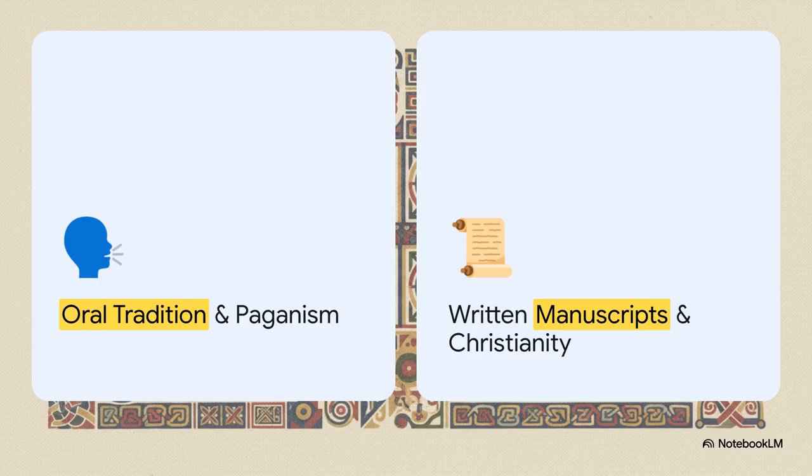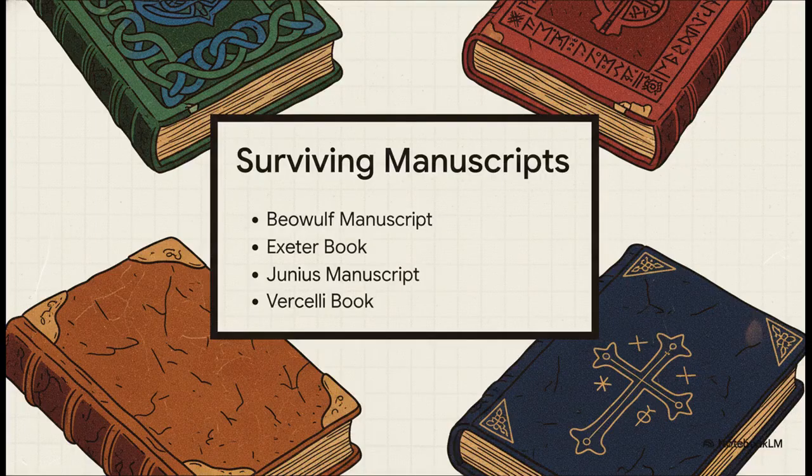Old English literature. And because of that major shift to written text, there are 4 surviving manuscripts you absolutely must memorize for exam day. The Beowulf manuscript, the Exeter Book, the Junius manuscript, and the Vercelli Book. Seriously, think about that for a second. Almost the entirety of our knowledge of Old English literature literally hangs by the thread of just these 4 specific texts. Without them, the literary history of this era goes totally dark.